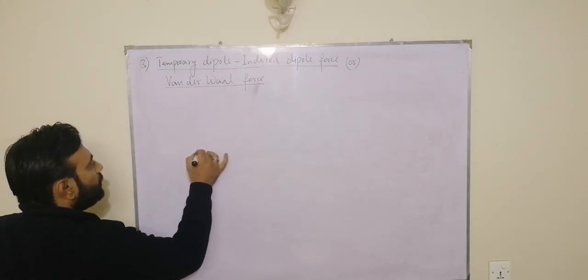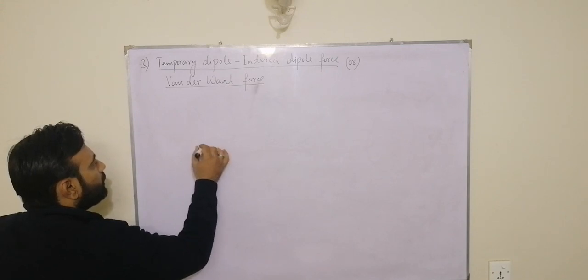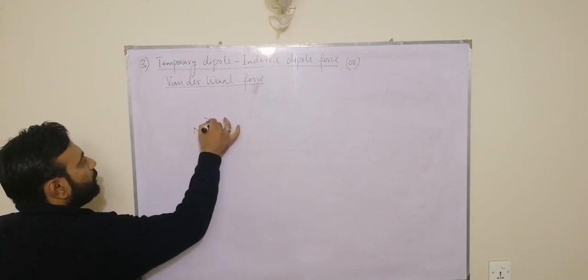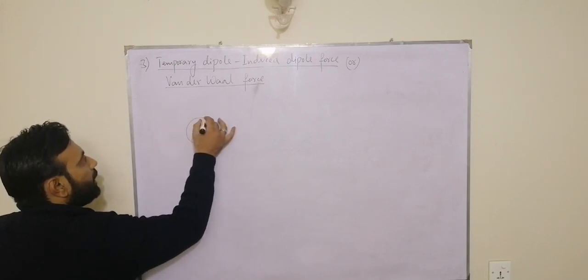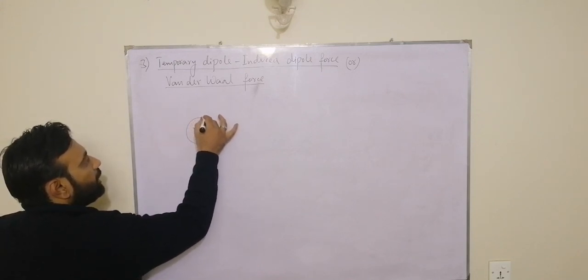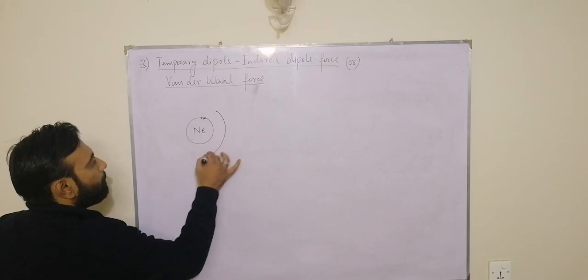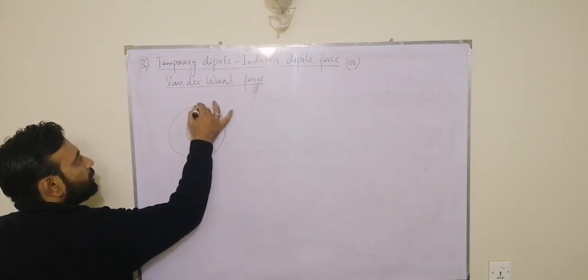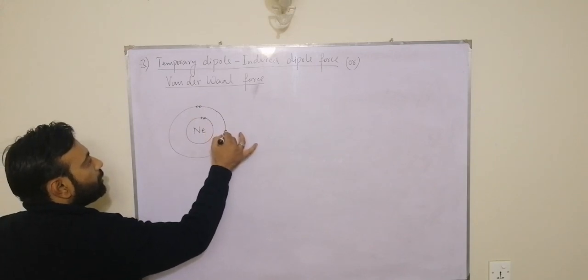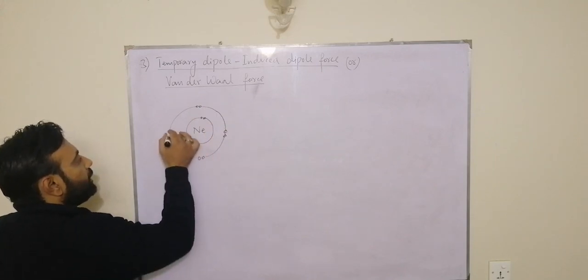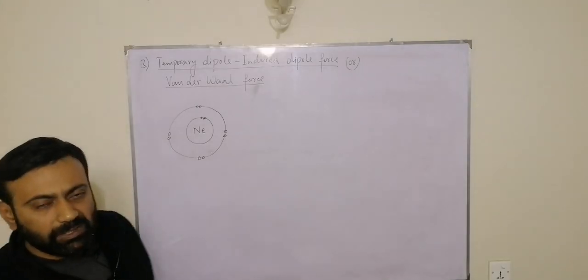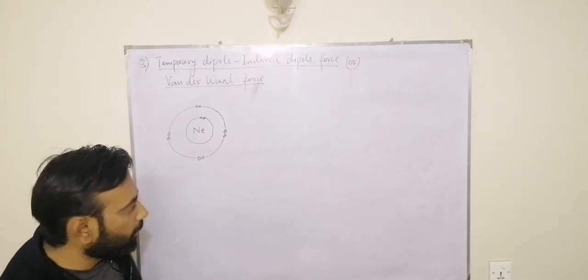Now neon, see, this is one atom of neon. It has two electrons in its first shell and it has 8 electrons in its second shell. It has a completely filled outermost shell.